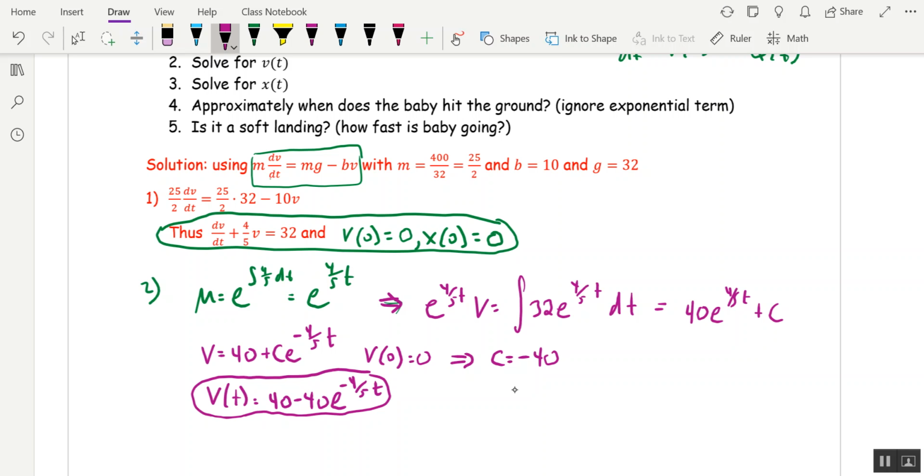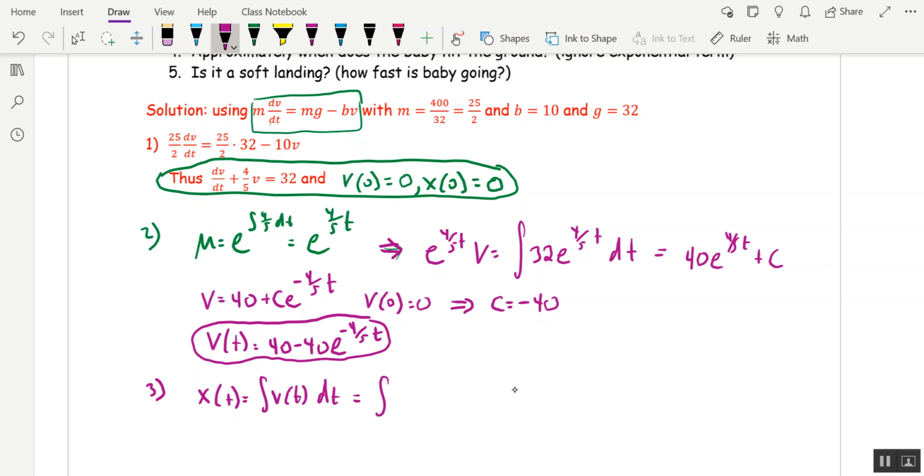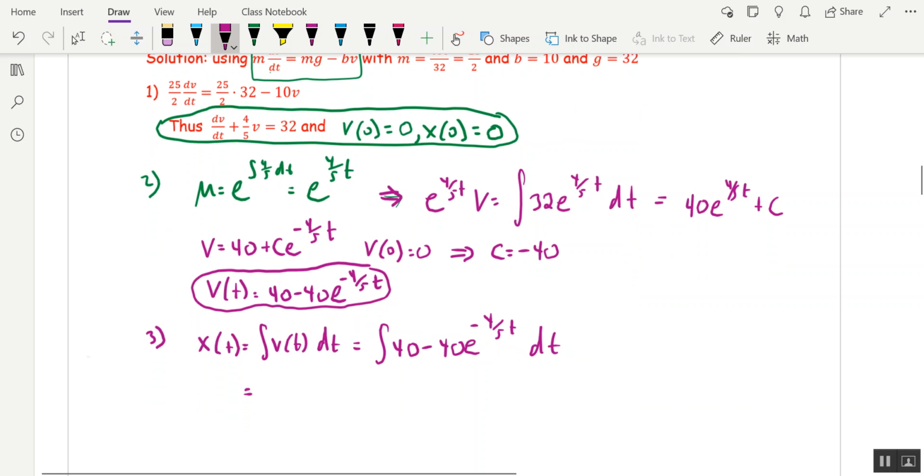Part 3 is solve for x of t. Okay, x is position. Position is the integral of velocity. And it's a straight up integration because v of t only depends on t, so we don't have to do any fancy solving of differential equations here. We just do a straight up integration. We're going to integrate 40 minus 40 e to the negative 4/5 t dt to get 40t.